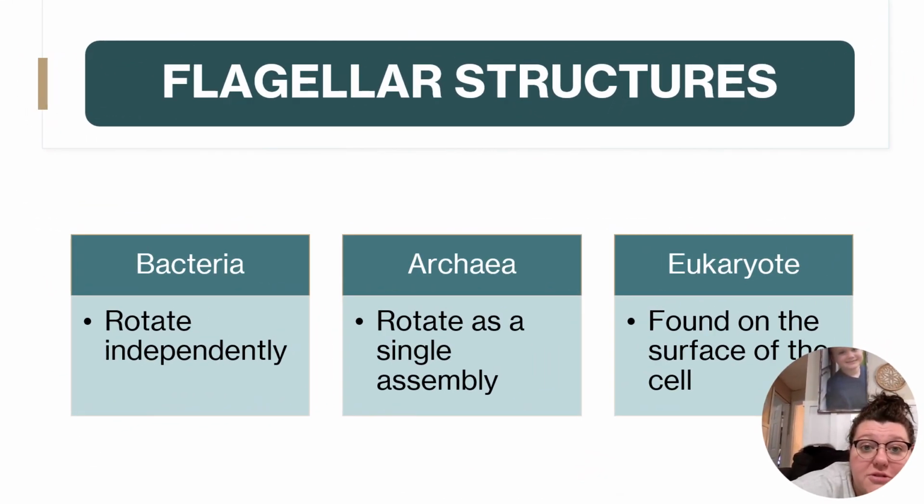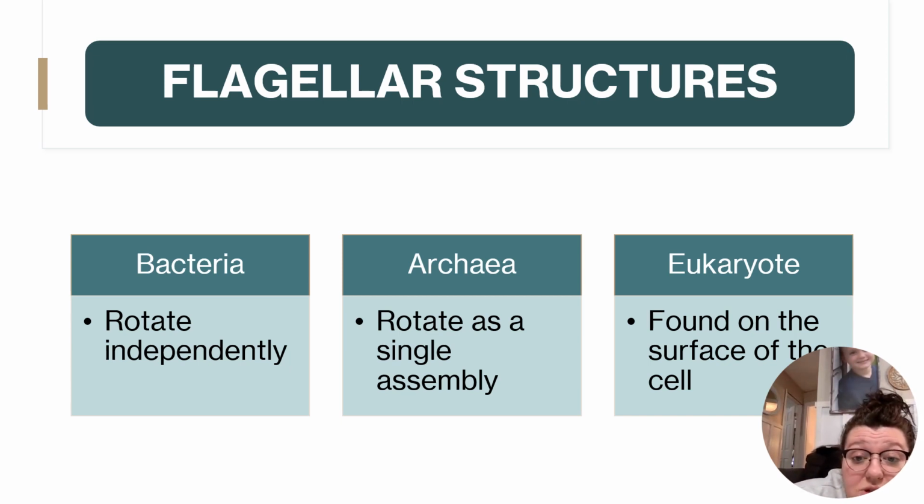So we're going to go over the different flagellar structures that bacteria, archaea, and eukaryote use to get around. And they're all three different. Bacteria, they actually rotate independently, so they do their own thing. They're not like archaea, where they rotate as a single assembly. So in archaea, if one does it, they're all doing it. They're in a single line. Bacteria, they kind of do what they want. And with the eukaryote cells, their flagella is actually found on the surface of the cell.